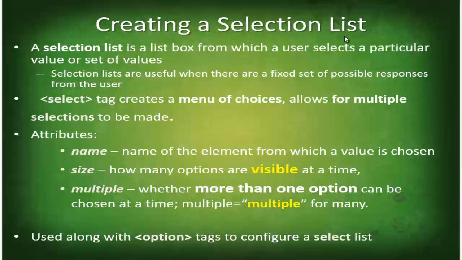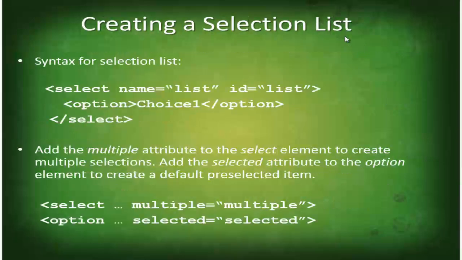Whenever you have a restricted space, you can go for a drop down list box from which the user can select one of the items. The way in which we do it is we start with the select and we give the name and ID, and every option will appear within the tag option and slash option.